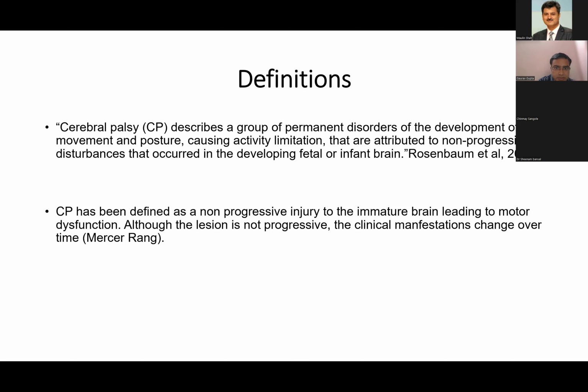Although the lesion is non-progressive, the clinical manifestations change over time due to the growing body of the patient. So both the definitions tell us that it's a non-progressive injury to the brain and the motor dysfunction changes with time as the child grows.